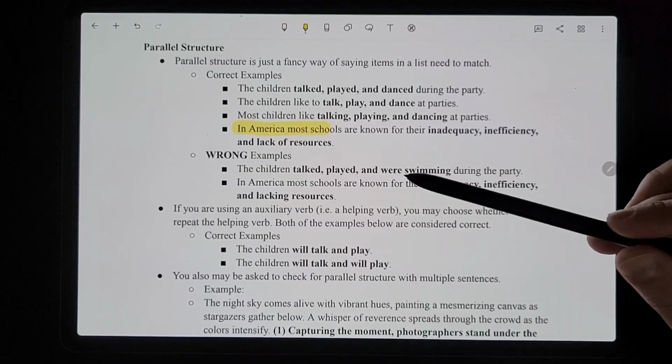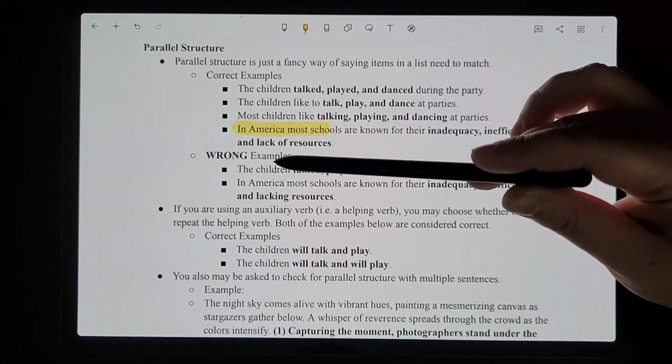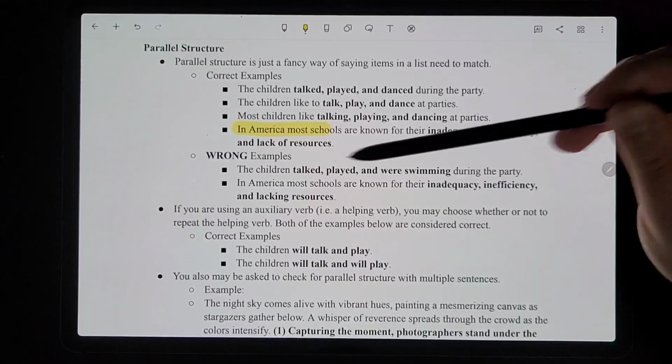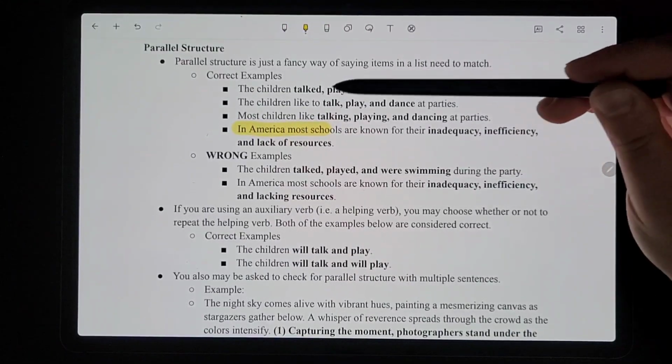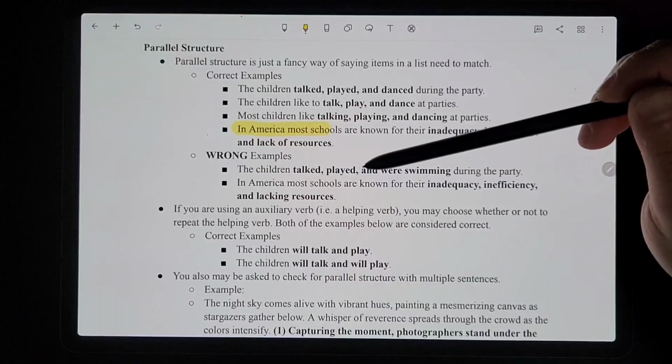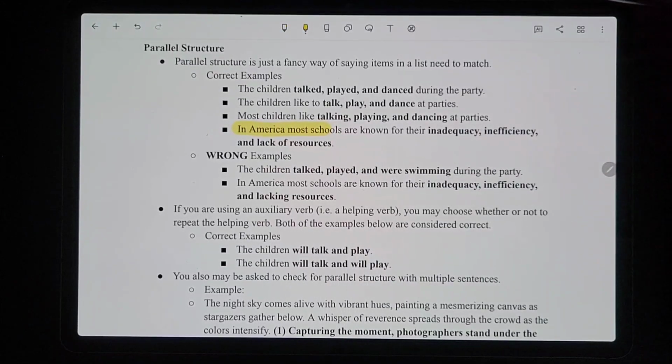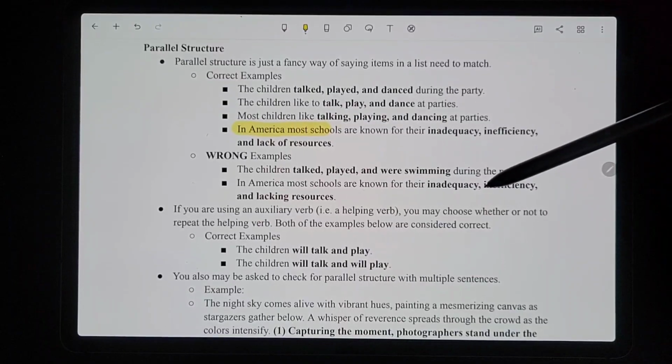Now, if you look at the wrong examples, it's wrong to say the children talked, played, and were swimming during the party because, see, those don't match. Up here, they match. They all ended in -ed. Here, it's talked, played, and were swimming. You're mixing up your tenses, which you can't do. They all need to be in the same verb tense.